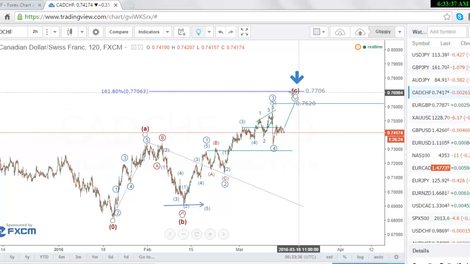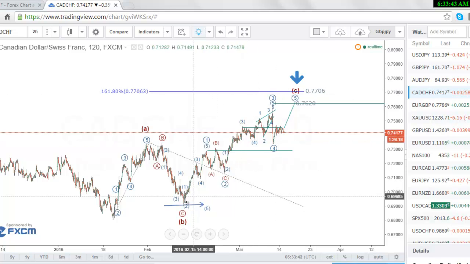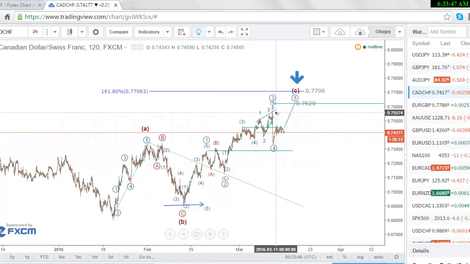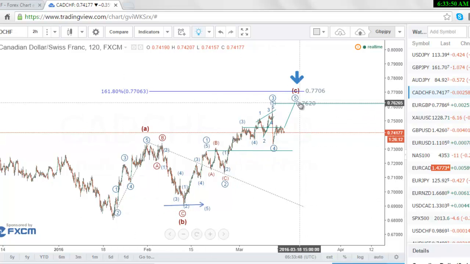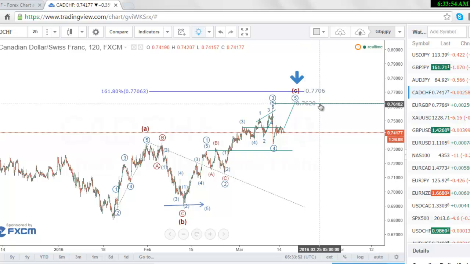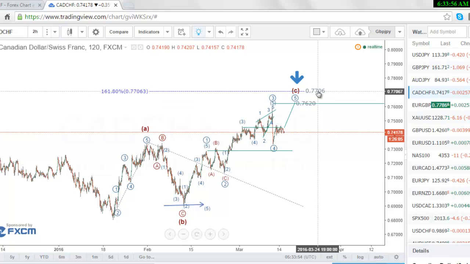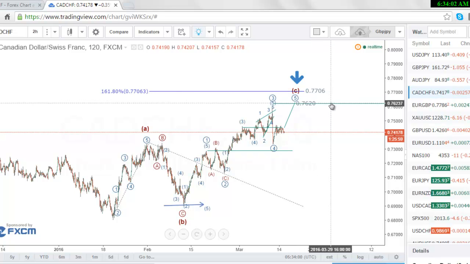Okay, fourth before we move here. Okay, so we'll still be expecting price to go higher. Besides, this is the 61.8% extension of wave A from B. Okay, and now this is where our bat is supposed to end, 0.7620. So it makes 0.7620 to 0.7706 a very strong reversal zone.